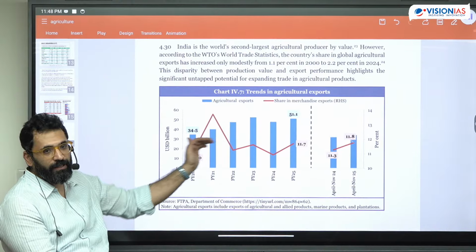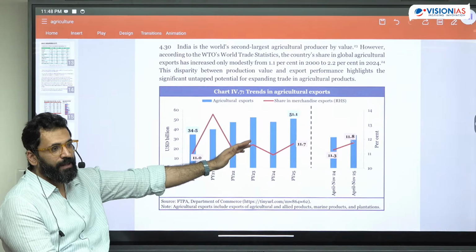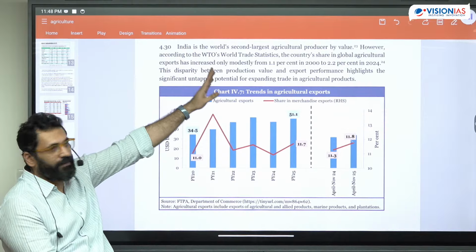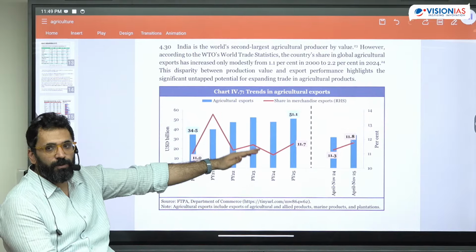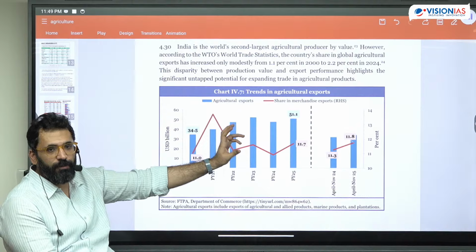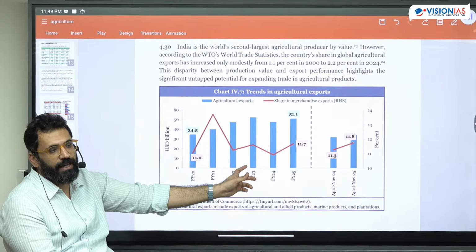This is what is the pattern in the last 5 years economic survey, which talked about India being the second largest agriculture produced by value, but the exports are not reflecting that. Because of the productivity issue. Input cost in India being high for most of the production.